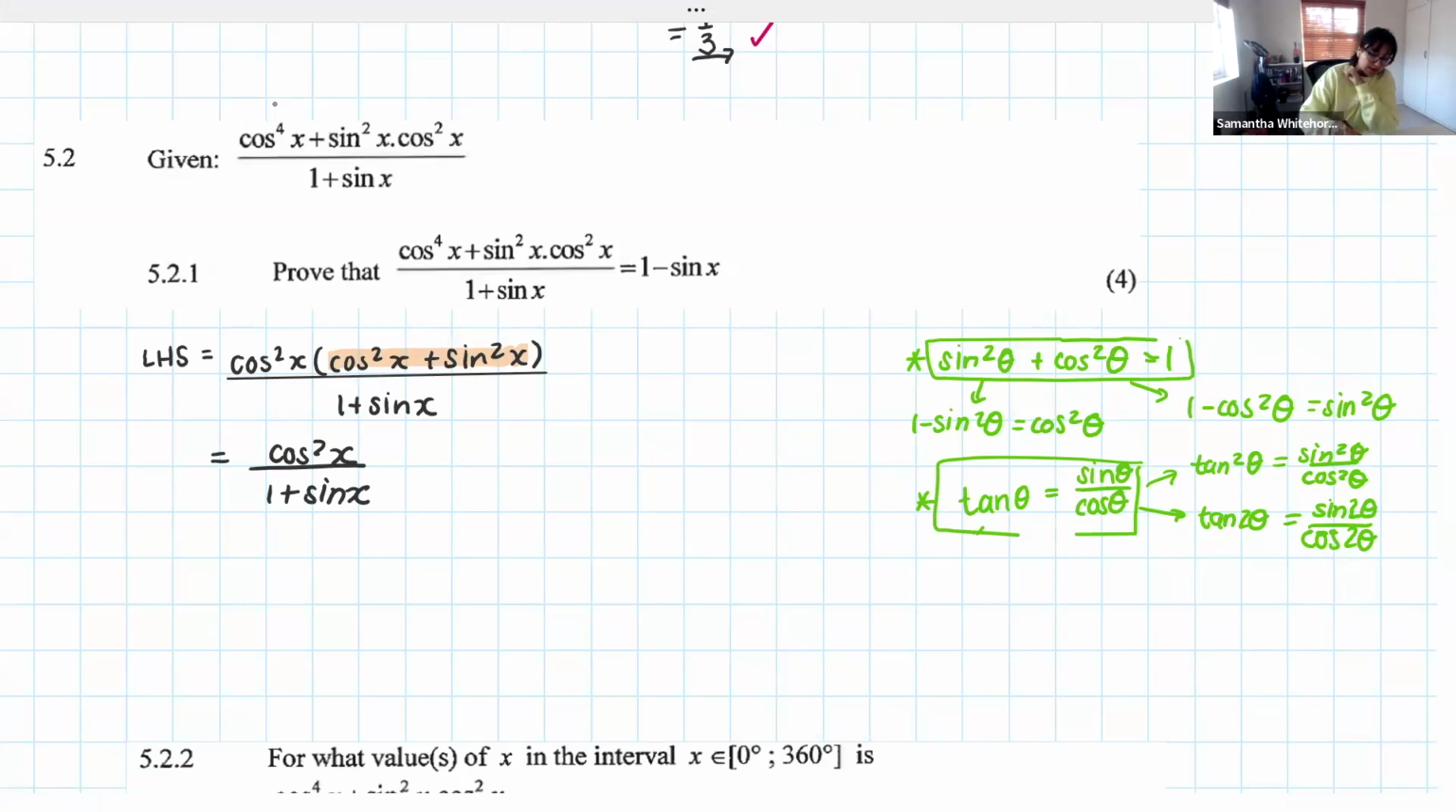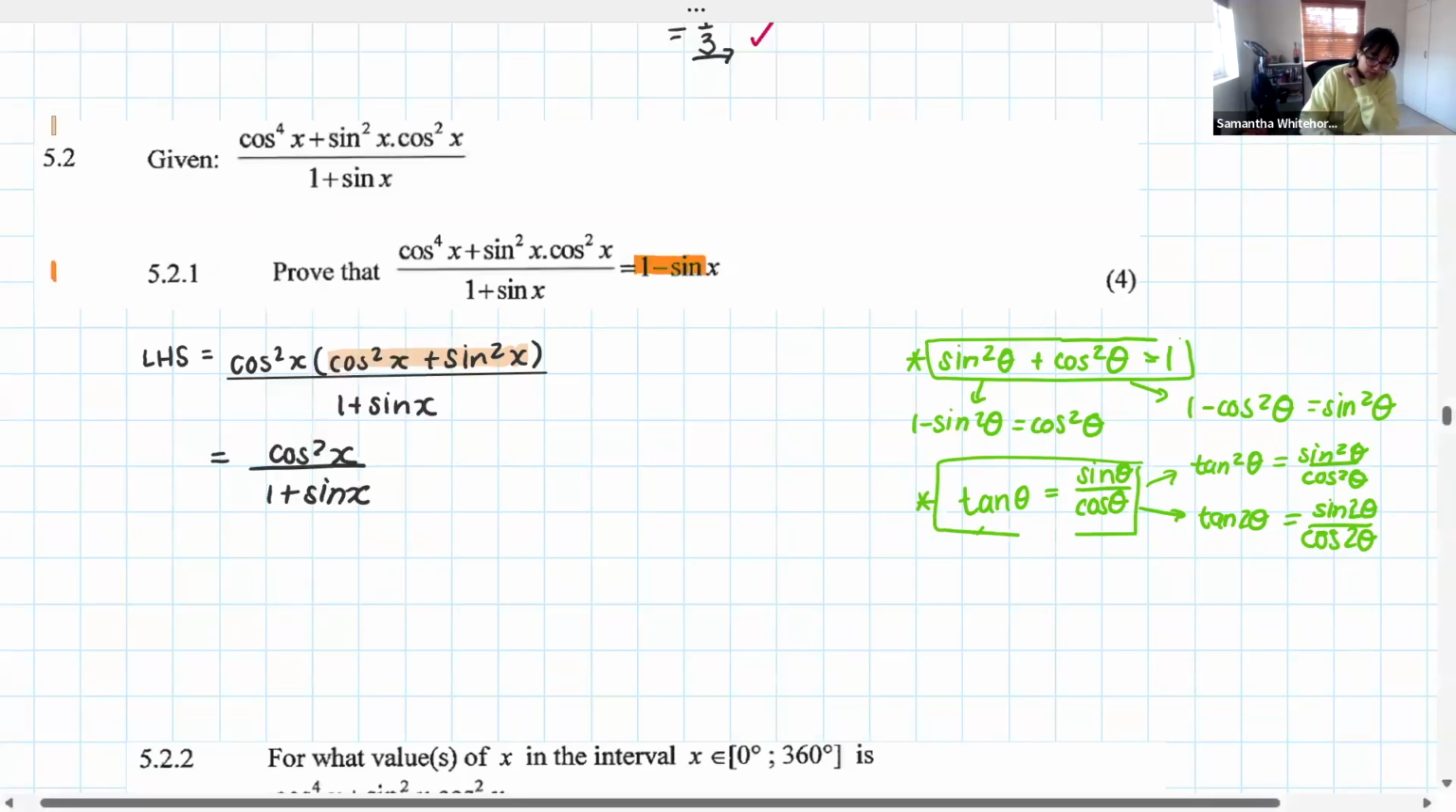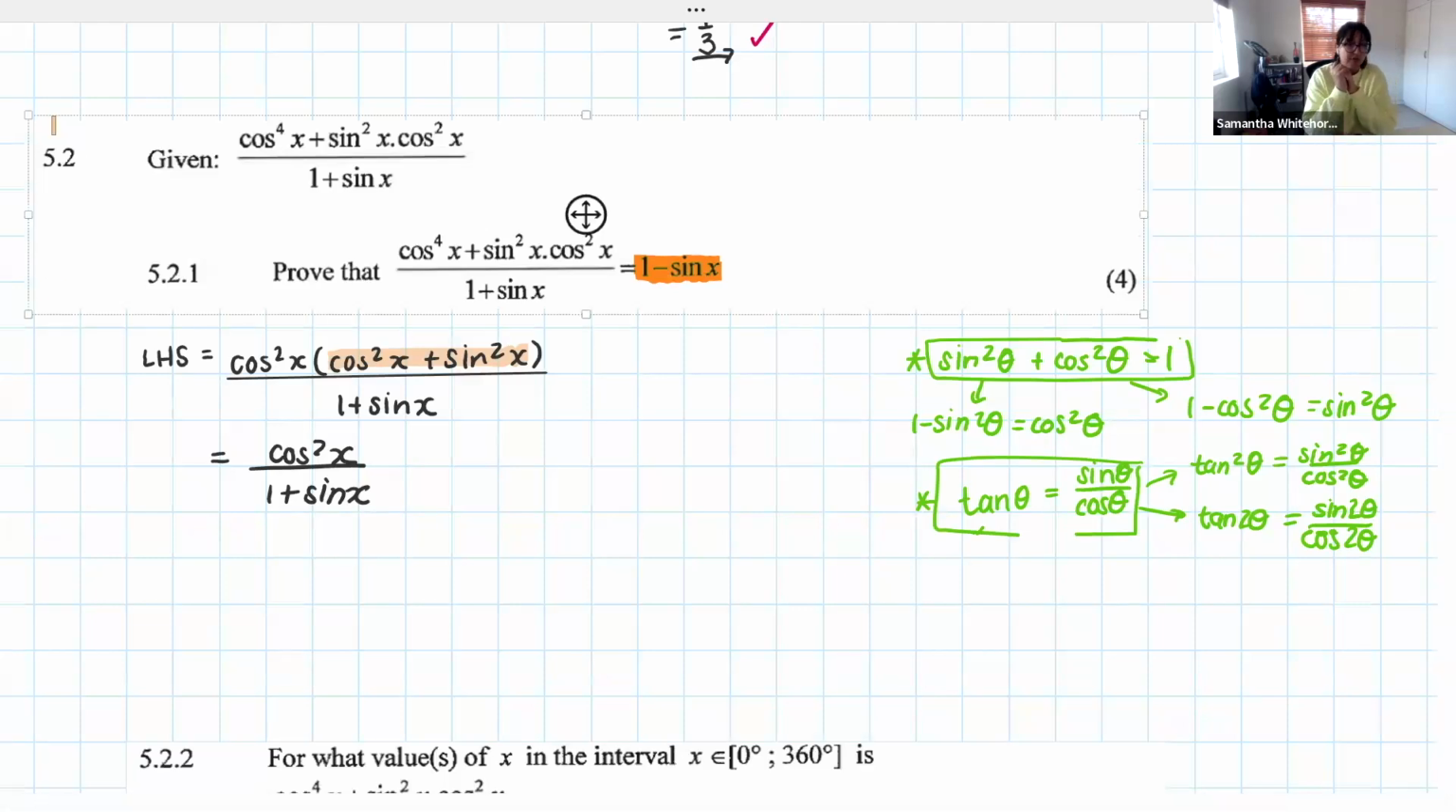But what I want, and this is another important takeaway, guys, always go back and look at what you're trying to prove. We're trying to prove that this is equal to 1 minus sine x. I've still got a cos squared x and I've got a sine x in my denominator. So how am I going to make that equal 1 minus sine x? And I'll give you a hint. I've just spoken about some identities that might be useful for us. Camilo's got it. I'm going to give everyone another chance to have a think.